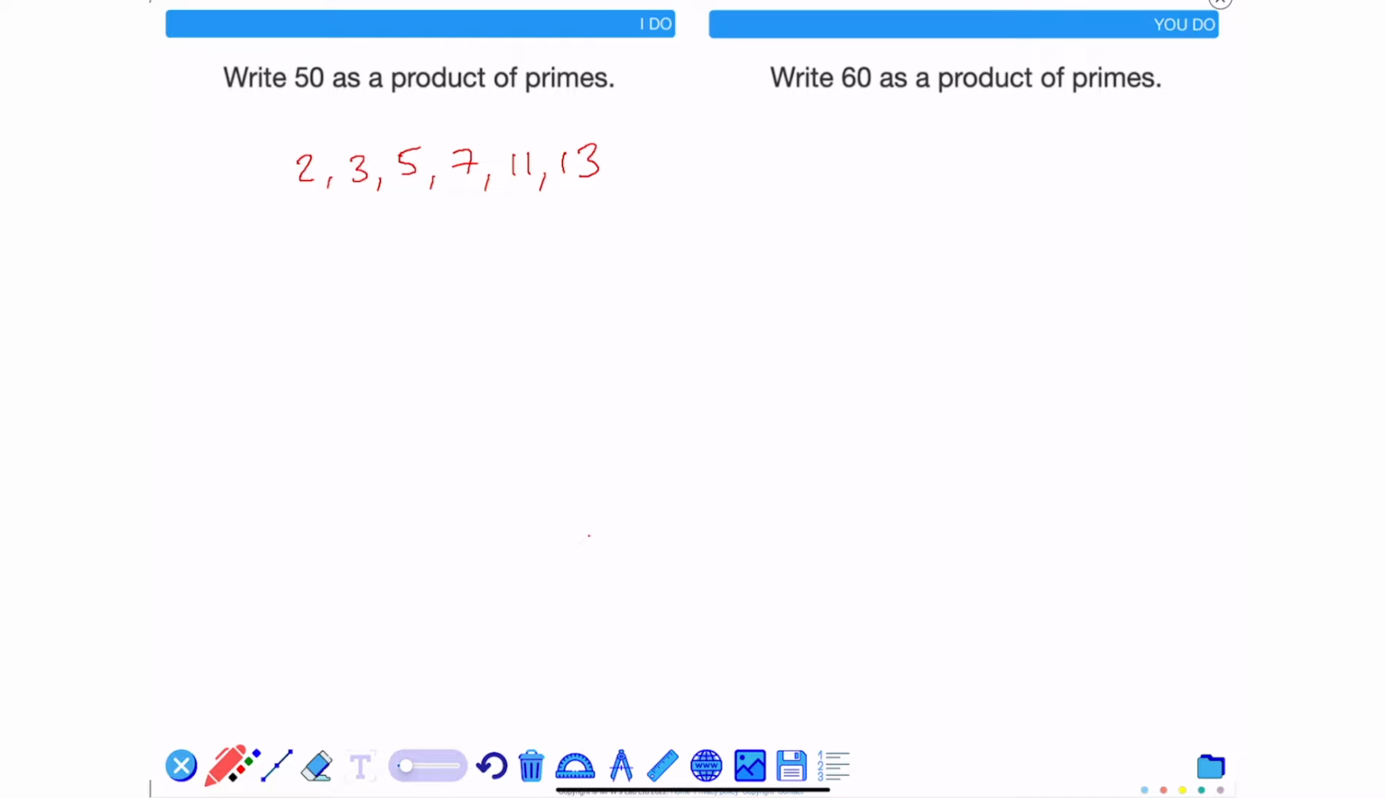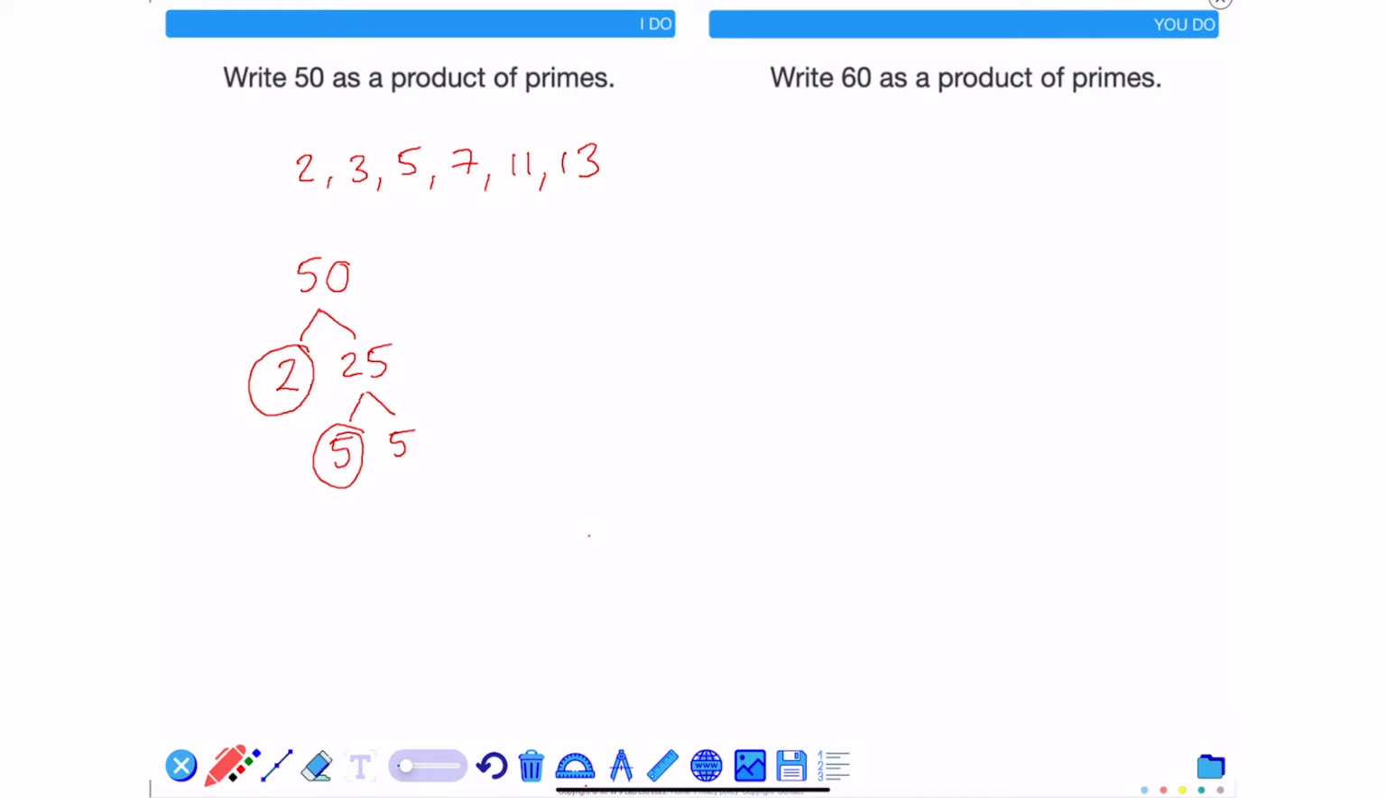So the easiest thing to do is to start off with 50 and think of what prime numbers will go into 50. The smallest prime number that goes into 50 is 2, and the multiplication pair of 2 would be 25. 2 is a prime number, but 25 isn't. So now we need to break 25 into prime factors. 2 and 3 do not go into 25, but 5 does, 5 times.